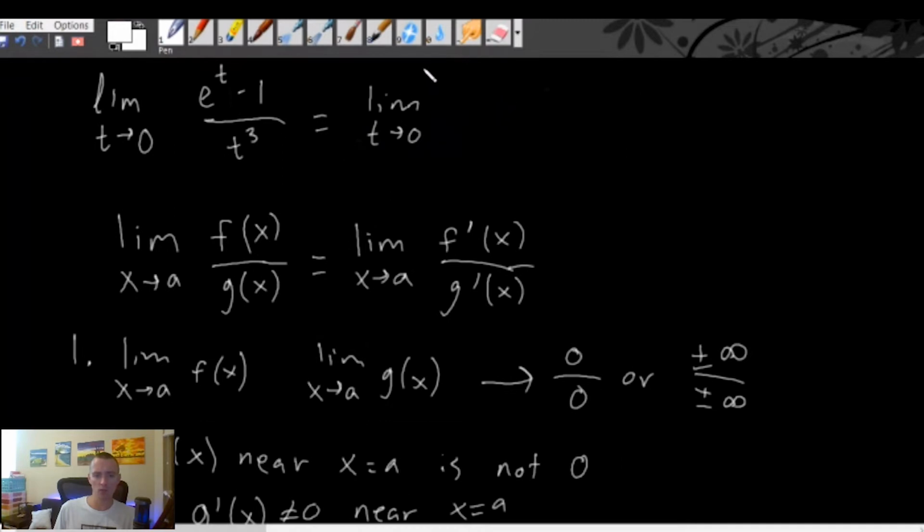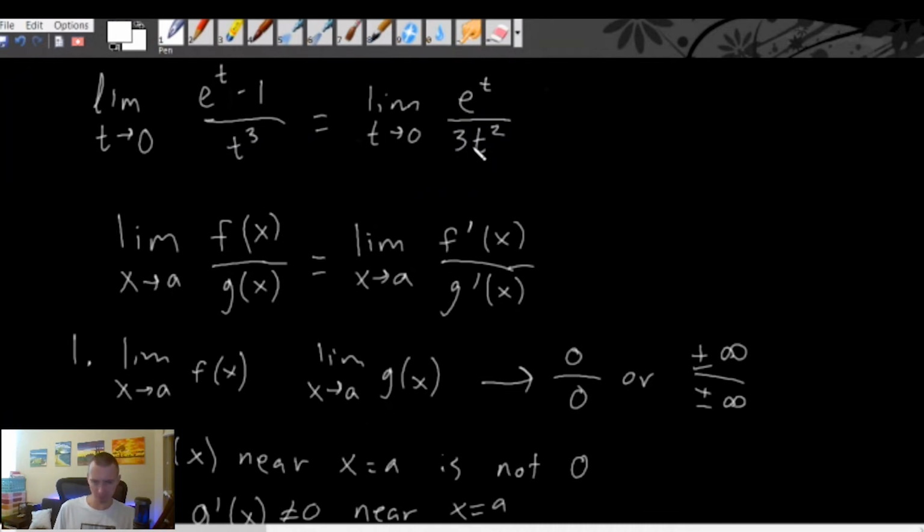Then we can use the derivative of our top function over the derivative of our bottom function. Well, the derivative of this top function, e to the t, is just e to the t. And then minus 1, the derivative of minus 1 is 0, so that's just going to go away. And then on the bottom here, we can use the power rule. So we can bring the 3 down in front, keep the t the same, and then lower the power by 1.